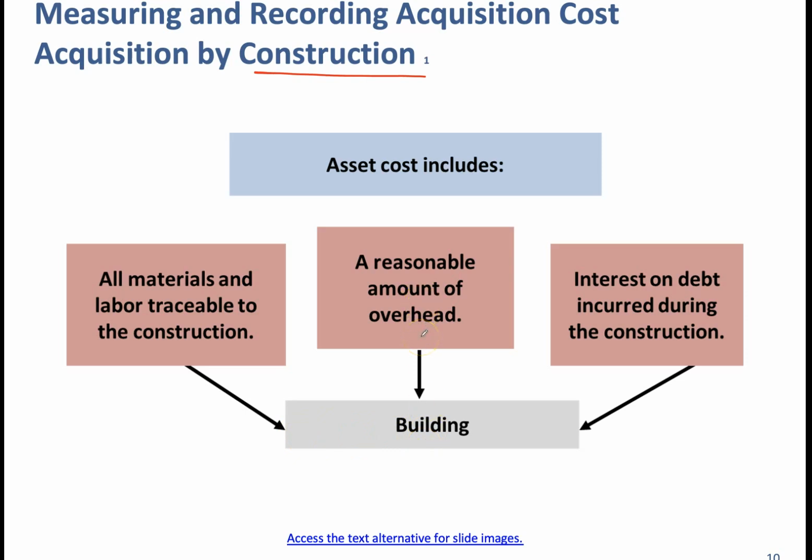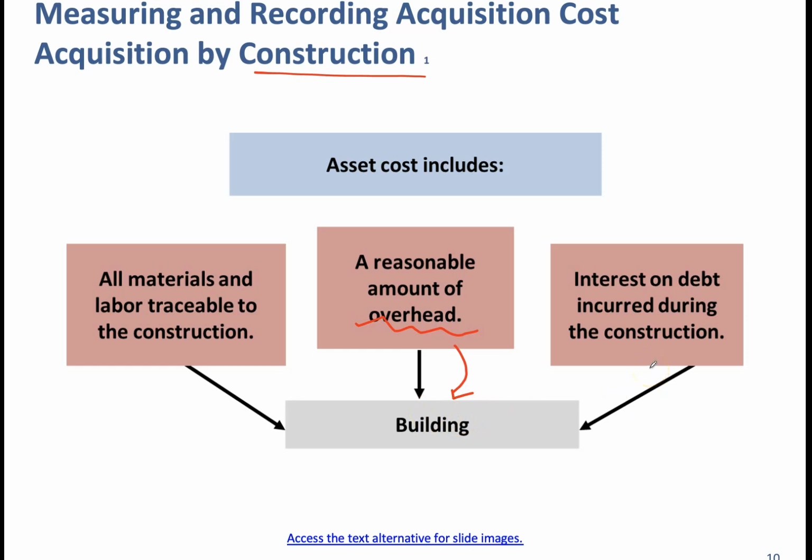And if you have some overhead, meaning some common expenses among different projects, right? If you have 3 different buildings and you use the same machine, you have to split the cost of the machine in certain ways so that the portion that helps to build this building would be included in the cost of the building.